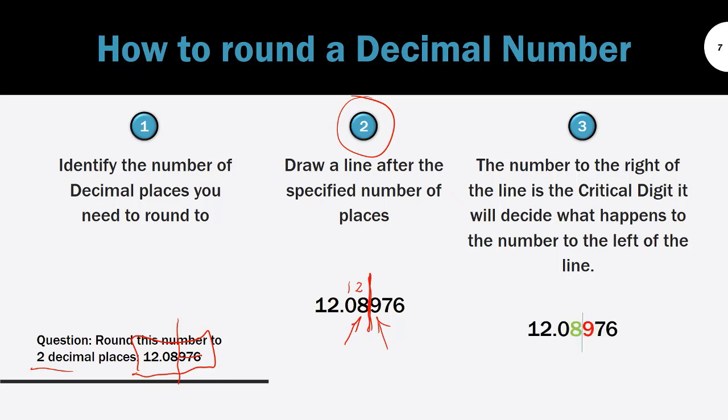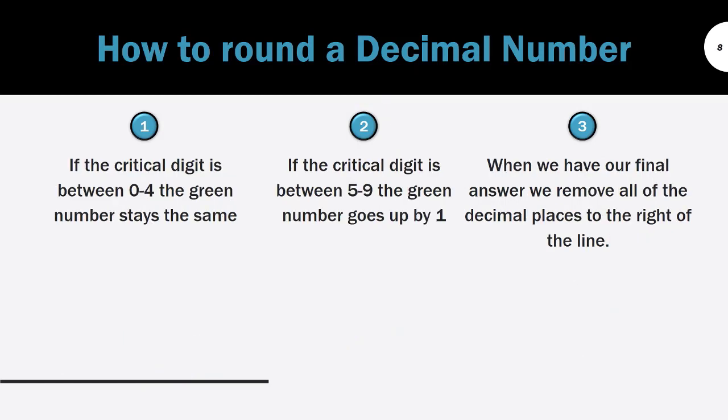Now, the next part is the number to the right of this line is called the critical digit. So the 9 there, because it's on the right of that line, is called the critical digit. And it's going to decide what happens to the number on the left of the line, okay? Which in this instance is the 8, all right? So let's flick through to the next one.